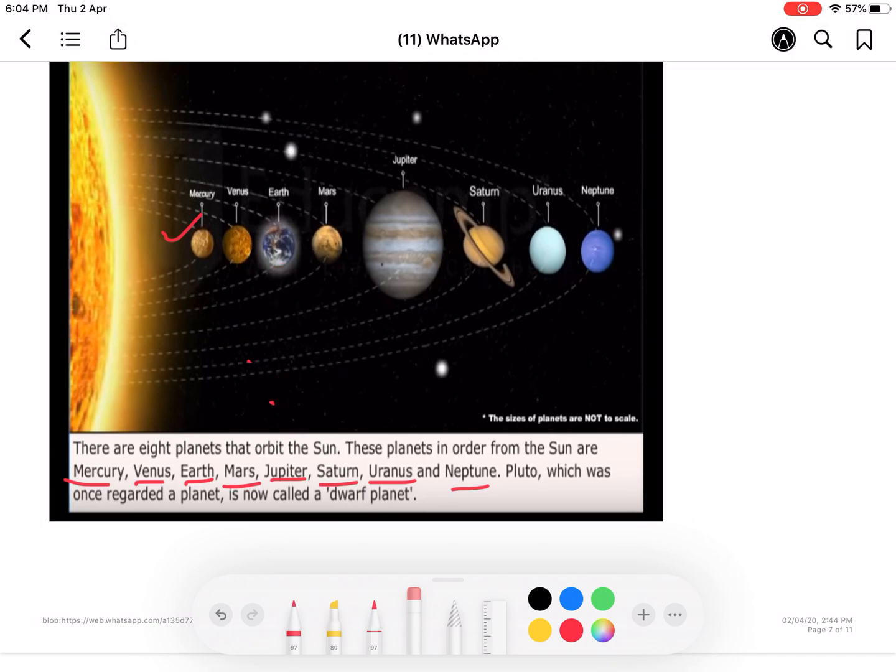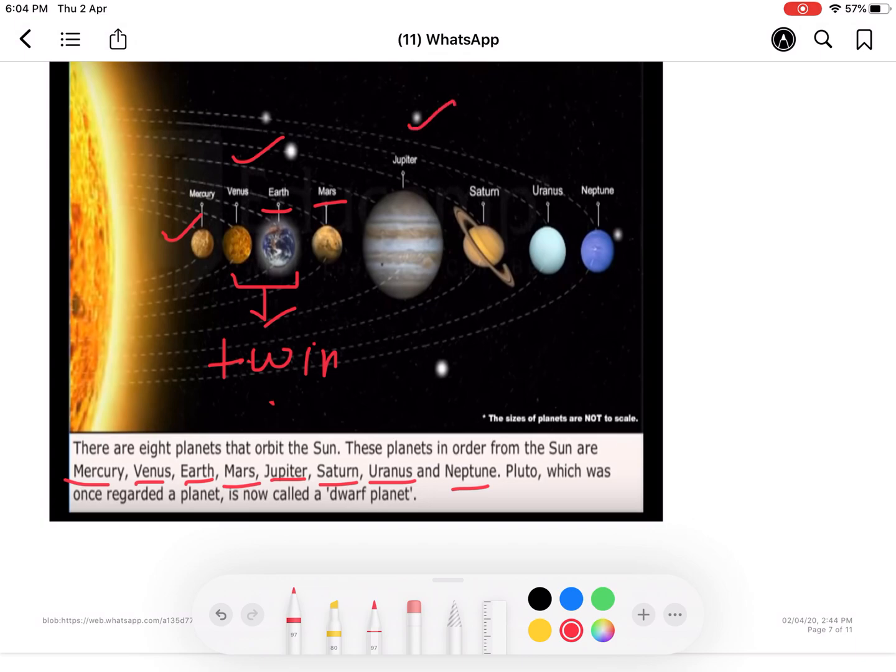Now the next planet in the order we have is Venus. Venus is called the earth's twin. Venus and Earth are called twins because the shape and size of both planets are similar. Now Earth is the living planet. Out of all these planets, Earth is the only living planet. Next is Mars. Mars is called the red planet because its surface is red in color due to the presence of iron oxide there.